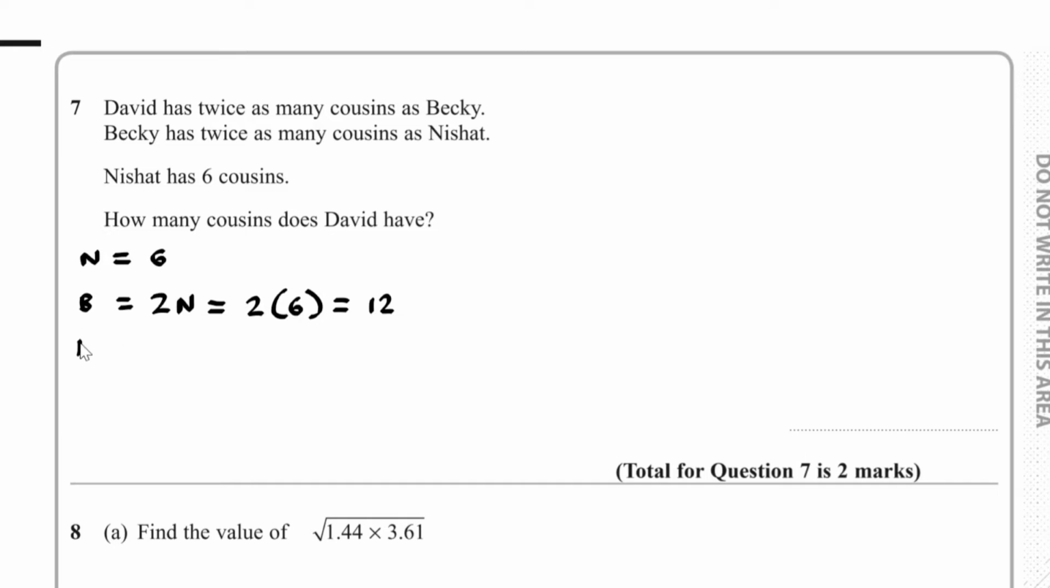And then David has twice as many cousins as Becky. So 2 times by Becky, 2 times by 12 is 24.